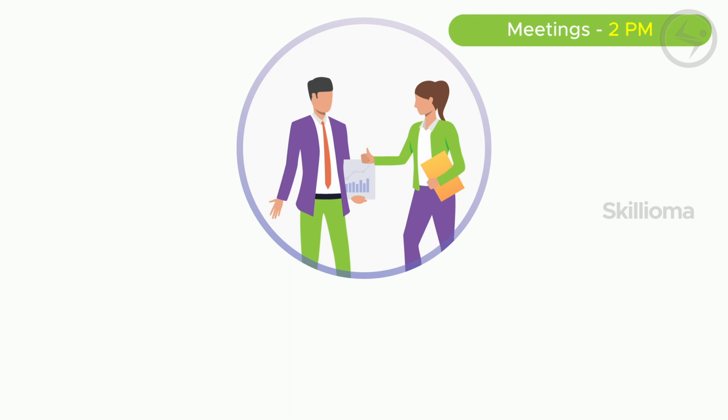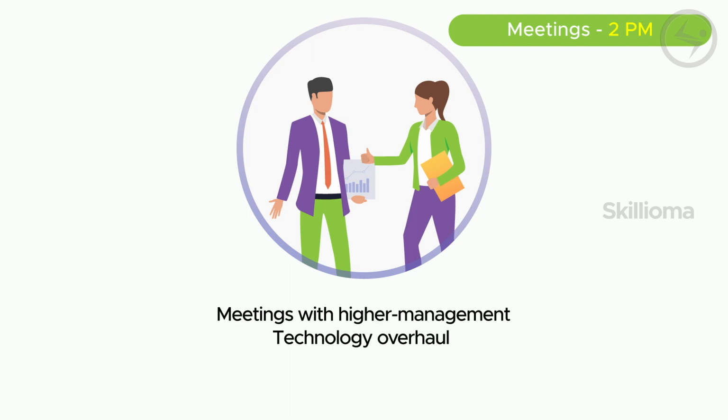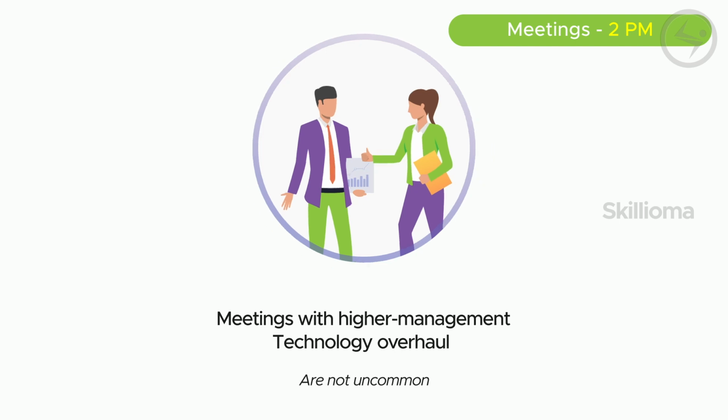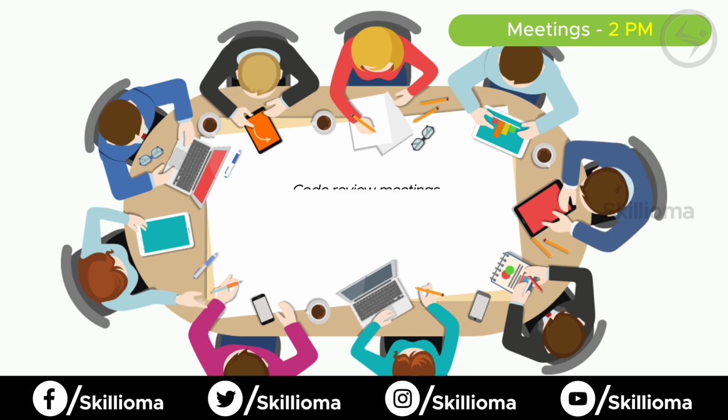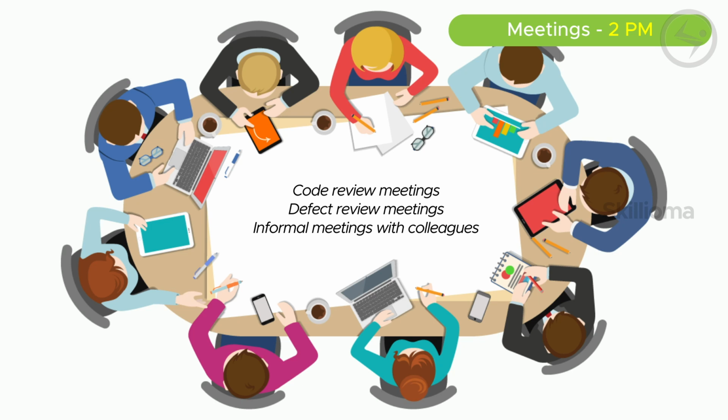Besides, occasionally, meetings with higher management for briefings on major projects or technology overhaul are not uncommon. The other common types of meetings that the developers attend are code review meetings, defect review meetings, informal meetings with colleagues so they can discuss the logic and dependencies from other teams.